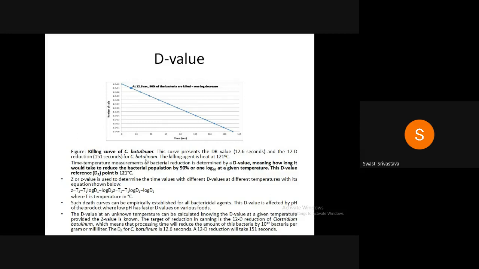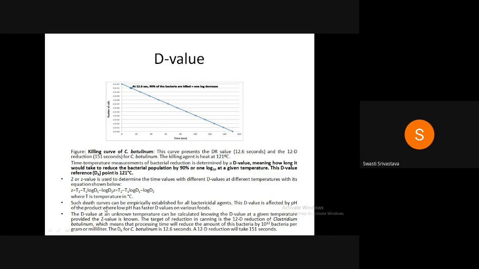So the Z value relates the D values at different temperatures with its equation, which is given here: Z is equal to T2 minus T1 divided by log D1 minus log D2, where T is the temperature in degrees centigrade. At this point you can understand that if you have the Z value, then you can find out the D values for a particular microbe at a particular temperature.